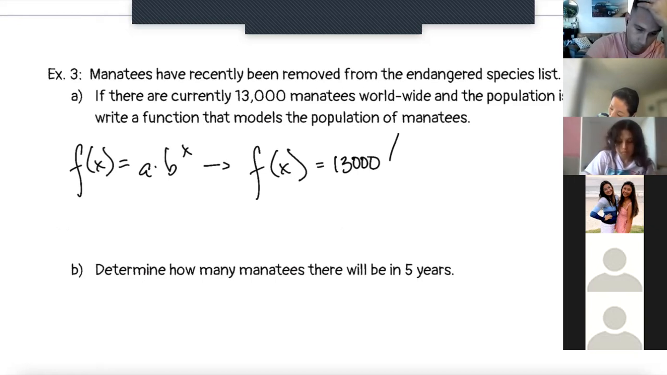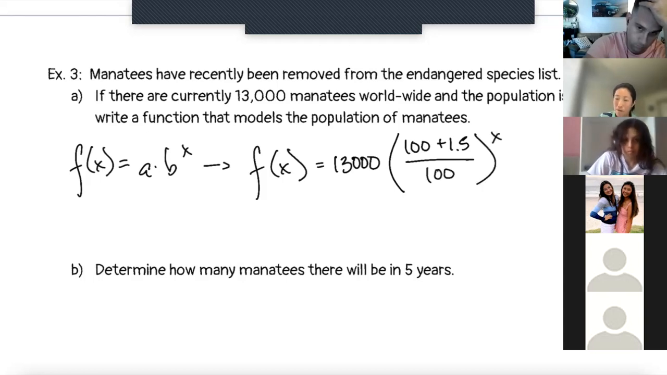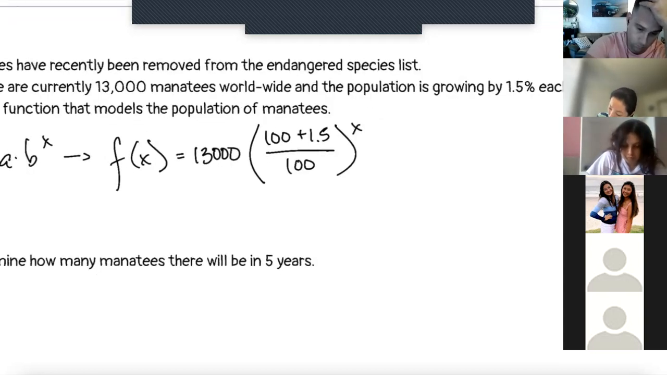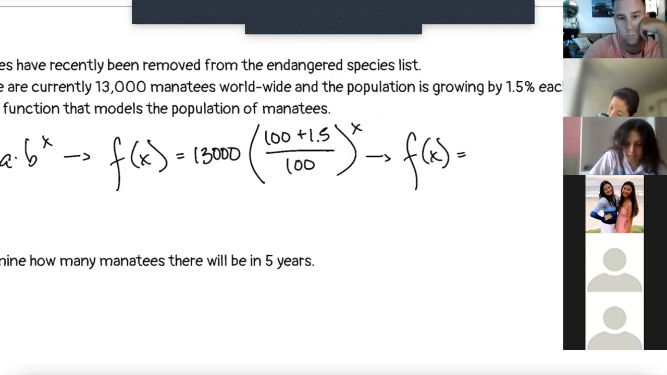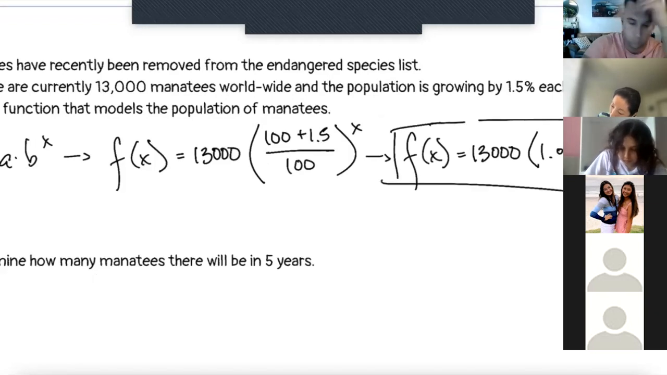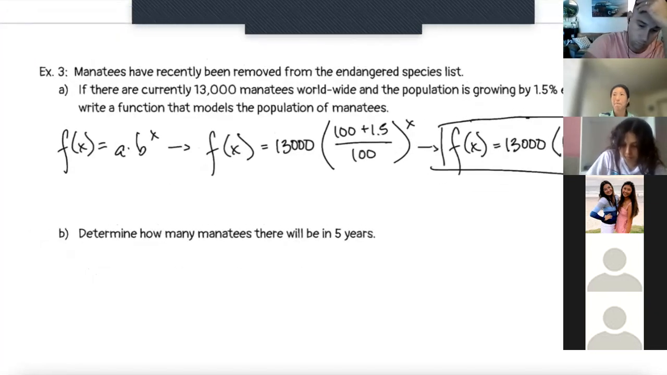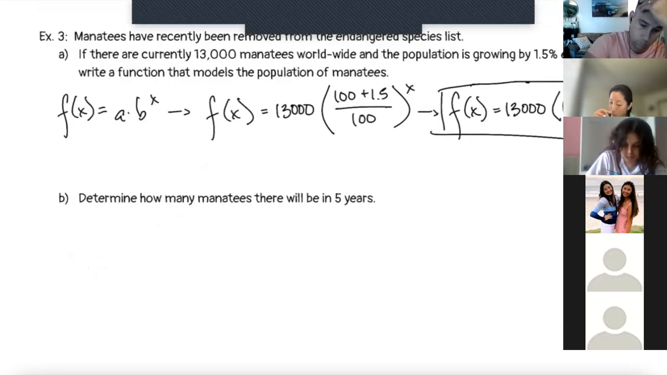We're going to do 100 plus 1.5 over 100. We're going to raise that to the x power. And if we clean this all up, we'll get an equation that says f of x equals 13,000 times 1.015 to the x. All right. Perfect. Now, tell me about the procedure for part B.